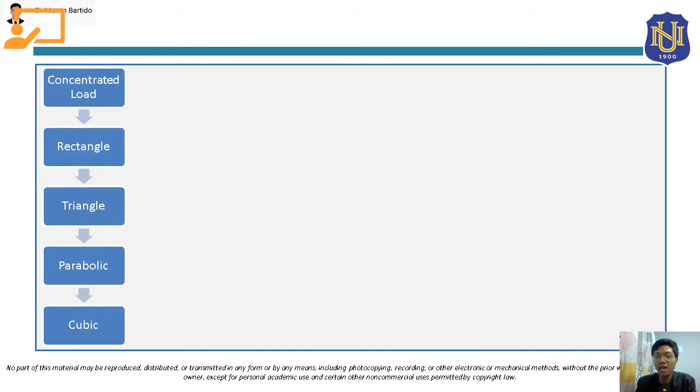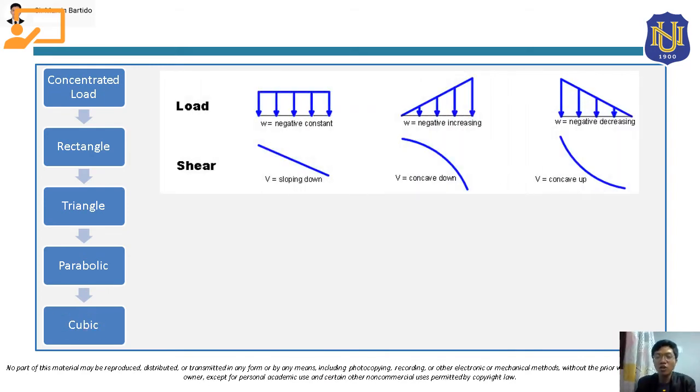Okay, so to summarize that class, this is the sequence of the geometry of loadings, shear, and moment. If your loading is a concentrated load, its shear will be a rectangle, and its moment will be a triangle. If your loading is a rectangle, your shear will be a triangle, and your moment will be parabolic. If your loading is a triangle, your shear will be parabolic and your moment will be cubic.